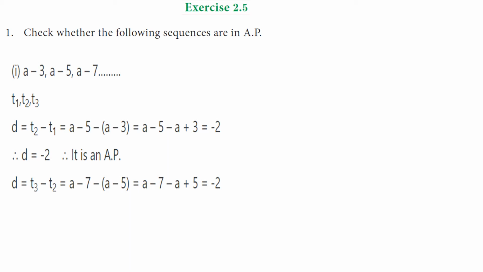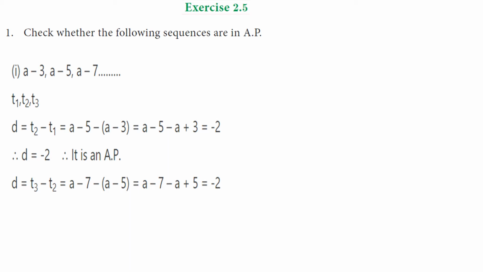Clear? Okay. D equal to first T2 minus T1. T2 is a minus 5 minus of a minus 3. That is a minus 5 minus, removing the bracket, you write the additive inverse. So minus a plus 3. So a minus a will get cancelled. Minus 5 plus 3 equal to minus 2. So D equal to minus 2.